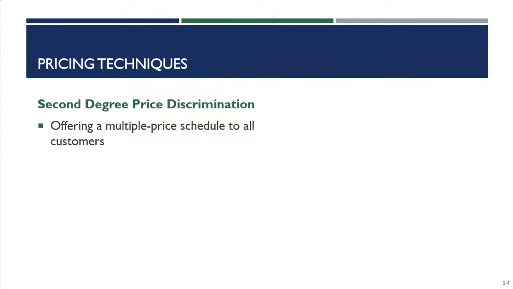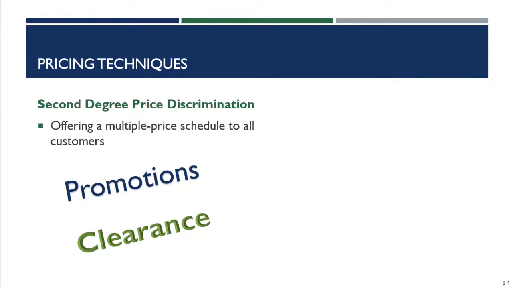The second pricing technique we're going to talk about is second-degree price discrimination. This is also called self-selected variable pricing. And what happens in this case is that the retailer offers a multiple price schedule for all customers. And so they'll do this through their promotional markdowns to really increase traffic. So they'll use sales promotions. They will clearance items out.